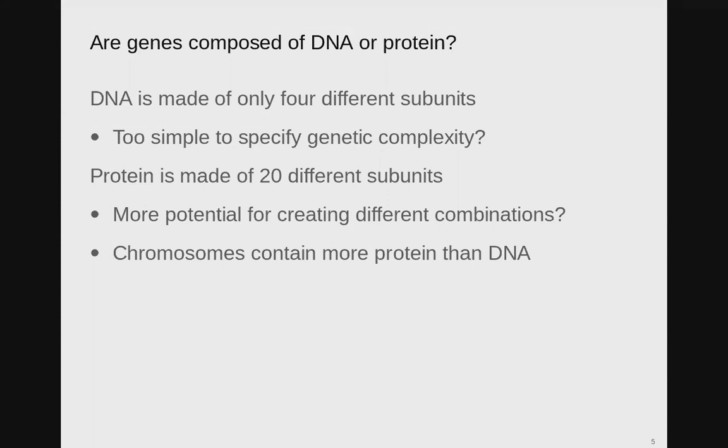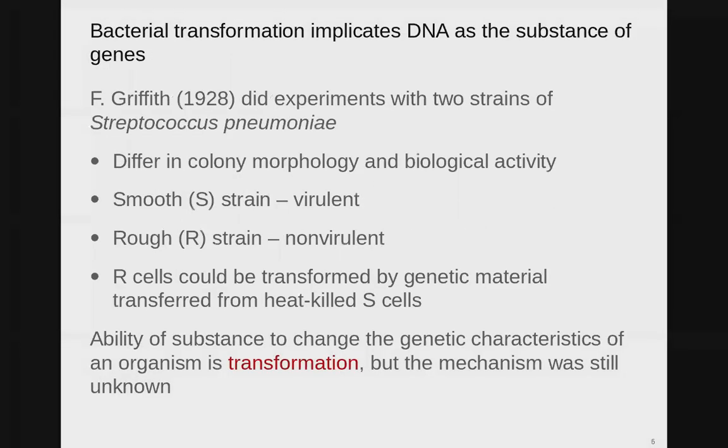Protein is made up of 20 different subunits, which clearly says there's more potential for different combinations. But ultimately, even though proteins have more combinations, more subunits, chromosomes are, interestingly enough, more protein than DNA, but protein is not the way we store information, right? Proteins, as we know, are structural. They're enzymatic, right? Catalyzing reactions. So we know DNA is the bee's knees for transmission and inheritance of information through time.